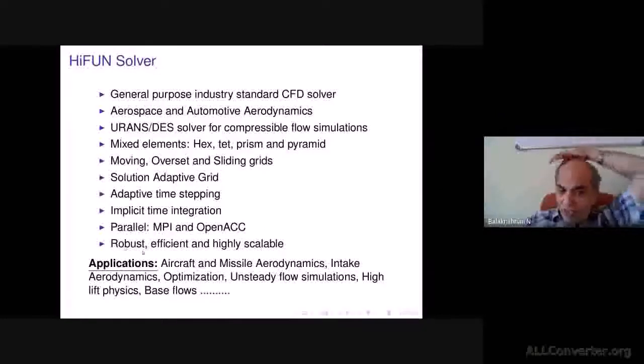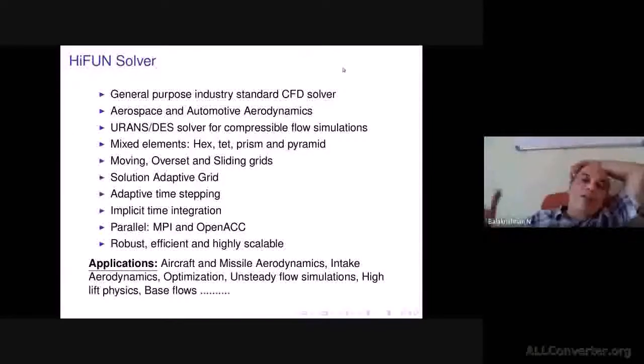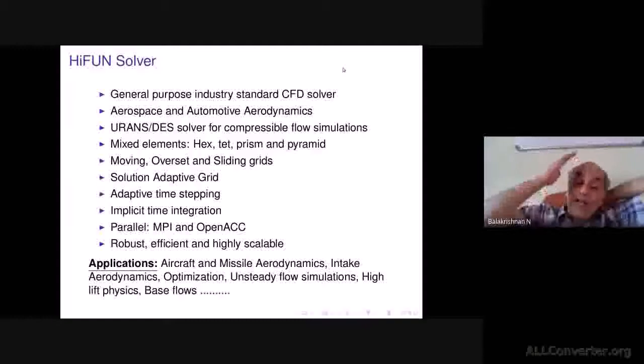And of course, the most important thing that I would like to state about the solver is that it is robust. I am putting robust in the first slot, primarily because it's intended to be an industrial solver. Okay. So although I belong to an academic institute, my interest is in algorithms. As a researcher, I do algorithmic research, and all that experience that I have learned, we have put it in the hyphen solver. And that's an industrial solver, and that should be robust, accurate, efficient, and highly scalable.